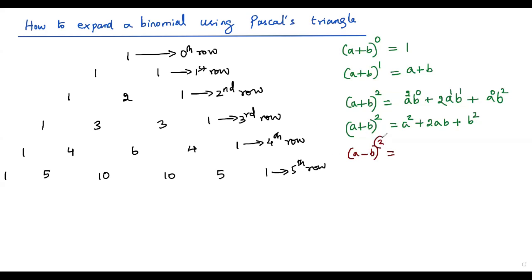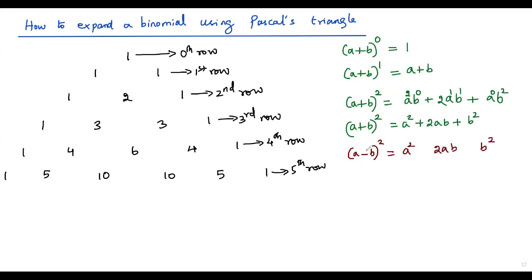Since the exponent is 2, we have to consider the second row of Pascal's triangle. There are 3 terms, so we have to write AB 3 times. So that is AB and AB, then AB. Now I have to do the same process that I've done with the exponents. So the same thing I have to do over here. I'll be getting A square, here 2AB, and I'll be getting B square.